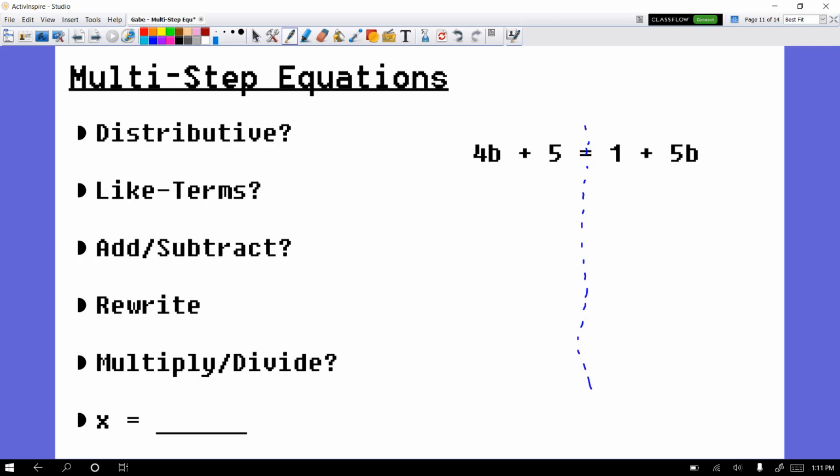So, any distributive? Well, I see no parentheses on either side of this problem, so no. Do I see any like terms? 4b and 5, I can't put that together. 1 and 5b, I can't put that together. Okay, so now, oh man, I got variables on both sides. Now I need to move variables to one side.